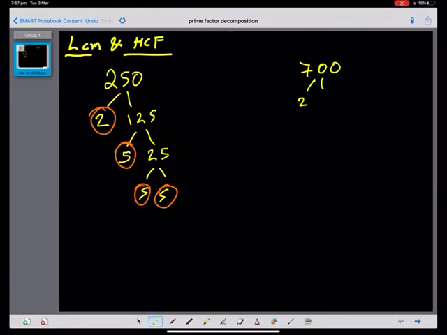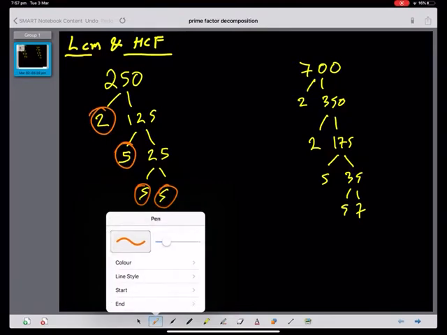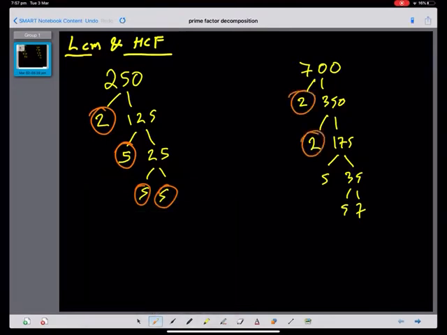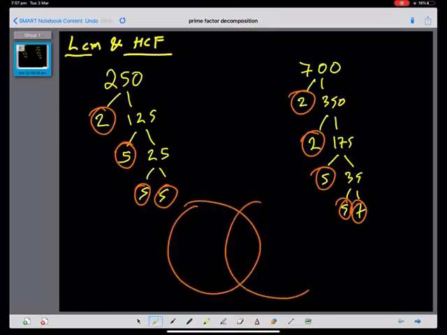For 700, we've got 2 times 350. We've got 2 times 175. You have got 175 divided by 5 is 5 times 35. Then you've got 5 times 7. Let's circle the primes. And let's draw our Venn diagram.